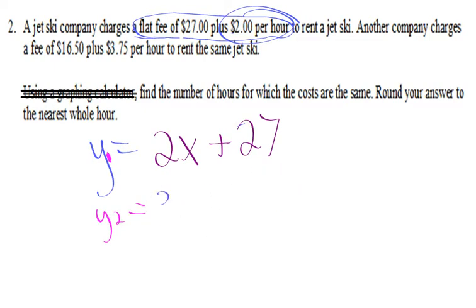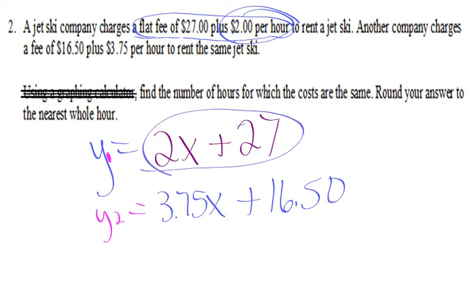So the 3.75x dollars per hour plus the flat fee of $16.50. All right, so now we've got our two equations. This is the first company's and this is the second company's charges.